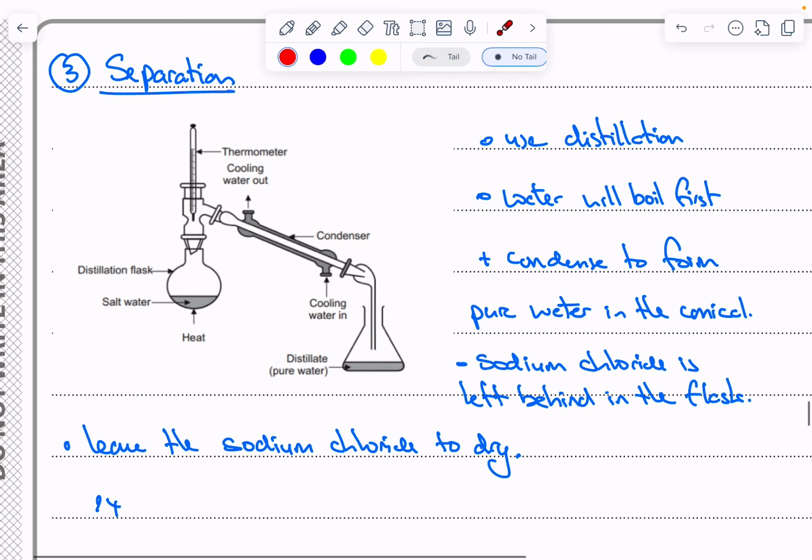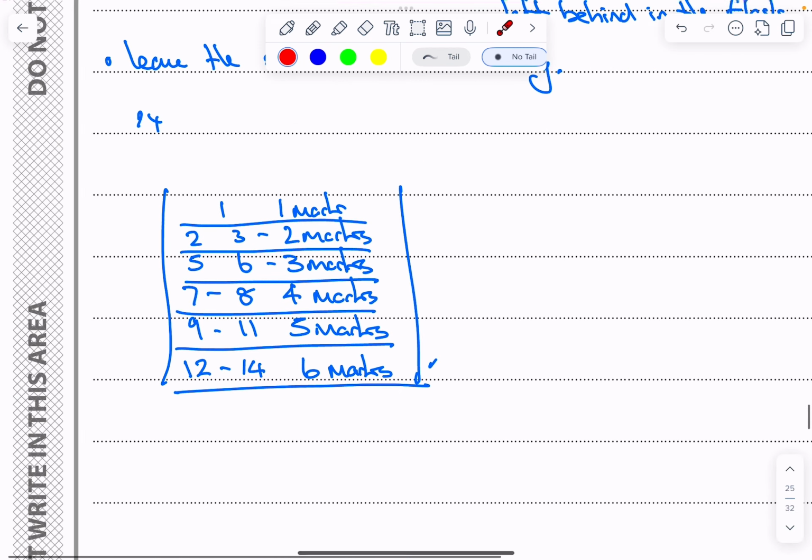So there are all the bullet points that need to be included in your response. What I've then done for you is said, I reckon there's 14 bullet points there. So if you got between 12 and 14 of them, you can give yourself 6 marks. If you got between 9 and 11, you give yourself 5, and so on and so on. And what we're trying to do in all our work here is try and get ourselves into this category. And to do that, you have to put lots and lots of core knowledge into your response.